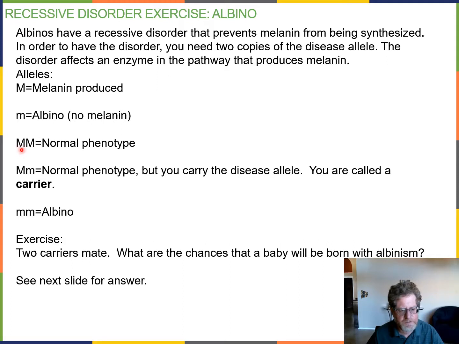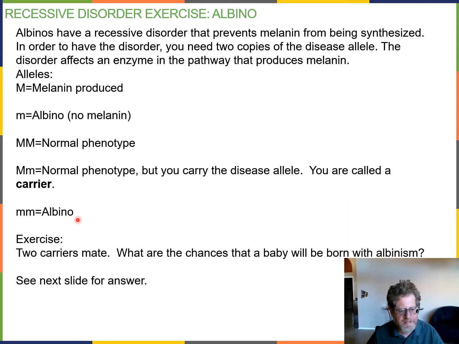So most of us will be big M, big M. If you have big M, little m, you're heterozygous. You're called a carrier. Would you know you're a carrier? Unlikely, probably not, unless somebody in your family has albinism. Then you say, well, maybe I'm a carrier. And then two copies of the faulty gene cause somebody to be albino.